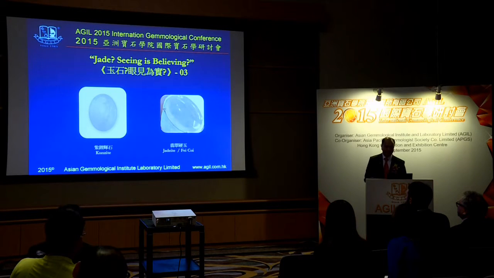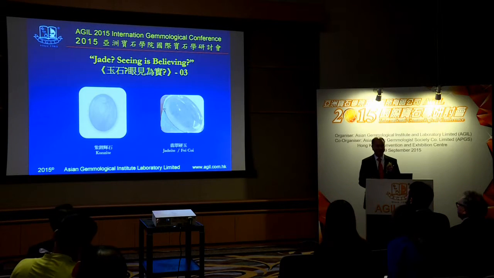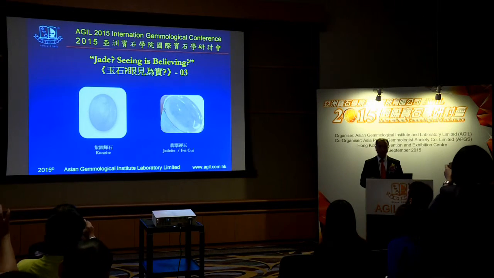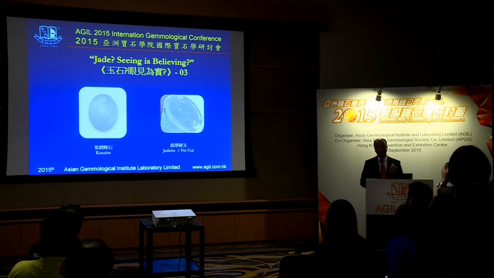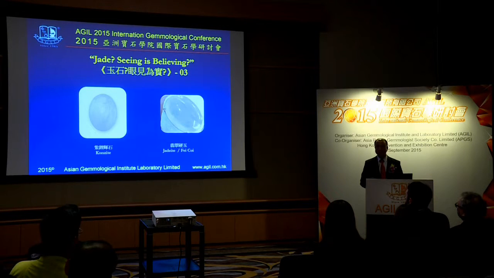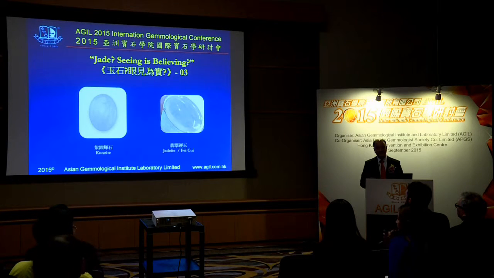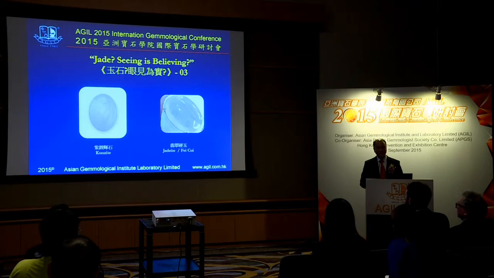Let's take a look at something a little bit different. Now, kunzite. On the left-hand side is a matte polished kunzite, which is sometimes available in the trade as a popular jewelry stone, but most of the time it is transparent. On the right-hand side is a light color jadeite.